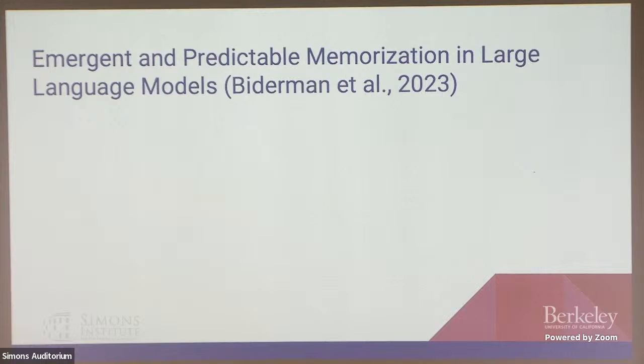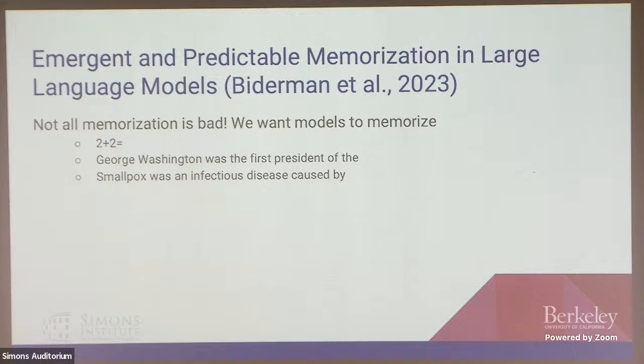That doesn't really respect what people care about, though, in part because some memorization is actively good. If you put into a model 2 + 2 equals, or George Washington was the first president of, you really want the next couple of tokens to come identically from the training data. And if that doesn't happen, something's wrong.